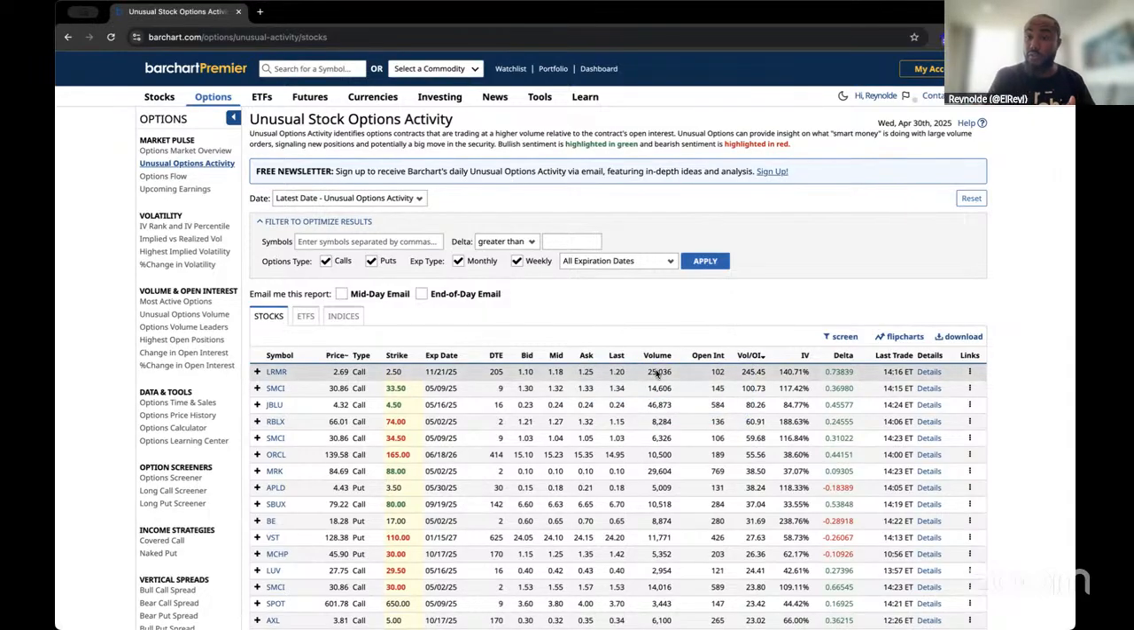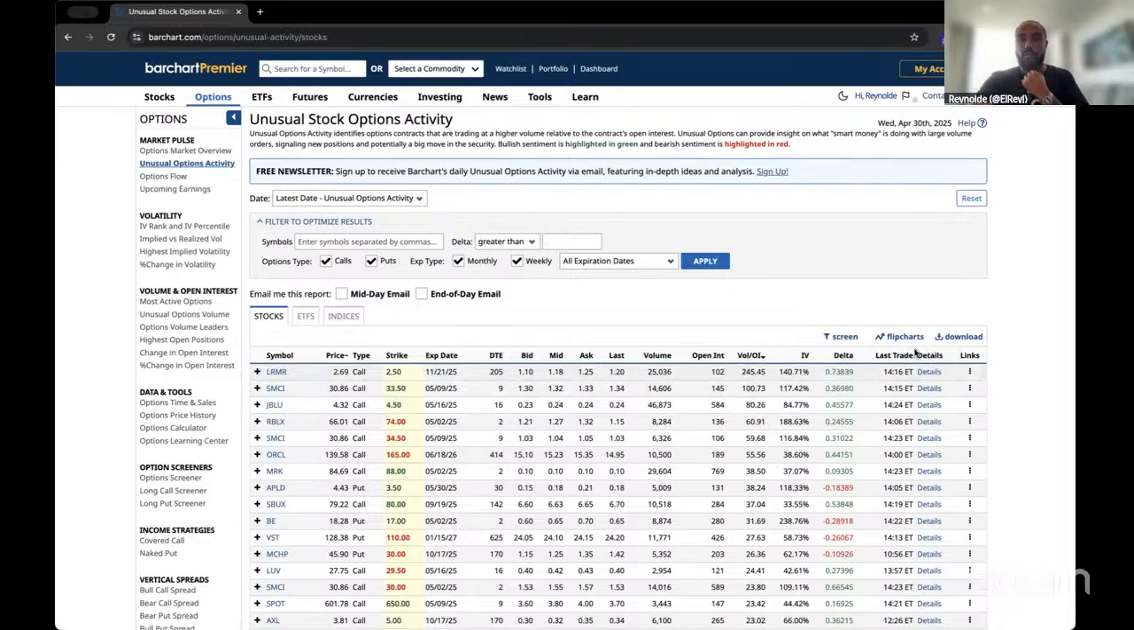So with that being said, this unusual options activity is a great way to find trades where they could be building positions. One thing that I noted is that this Oracle call that we talked about is also coming up here as well. Sometimes they could be selling some of these positions as well. So you'll see that bearish sentiment is going to be in red and bullish is going to be in green. So you can spot, hey, this is a bullish trade for SMCI at the 33.50 call.